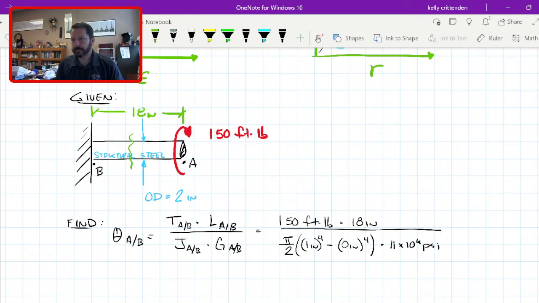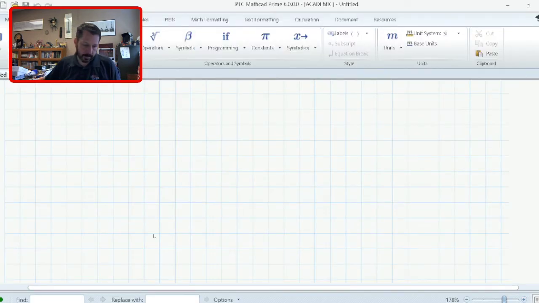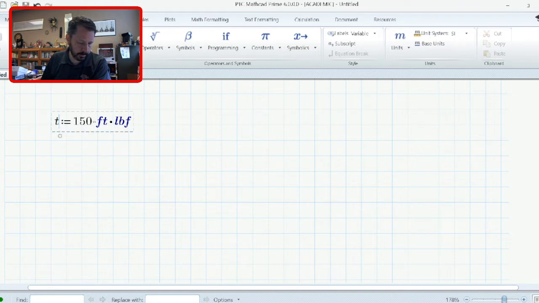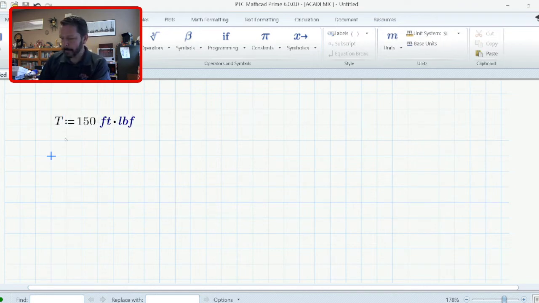All right. So now we can put that into MathCAD. Let's see, where did MathCAD go? Here we go. So we have T equals 150 foot-pounds. Oh, let's make it a capital T though, because that's usually what we use for torque. L was, what is it, 18 inches.